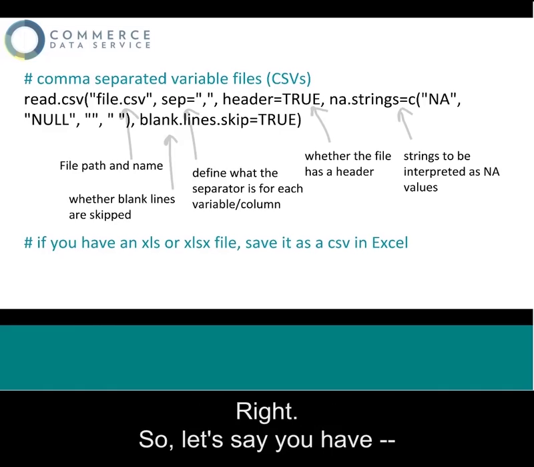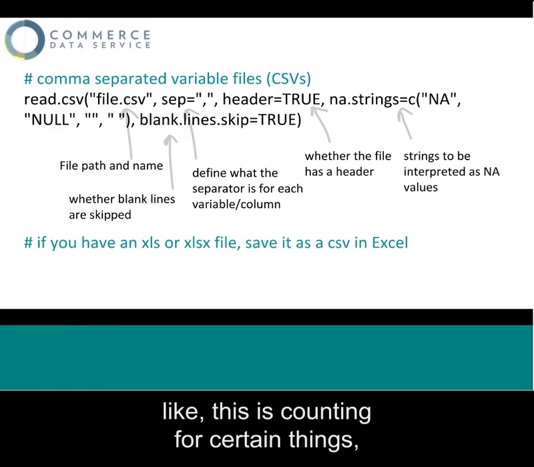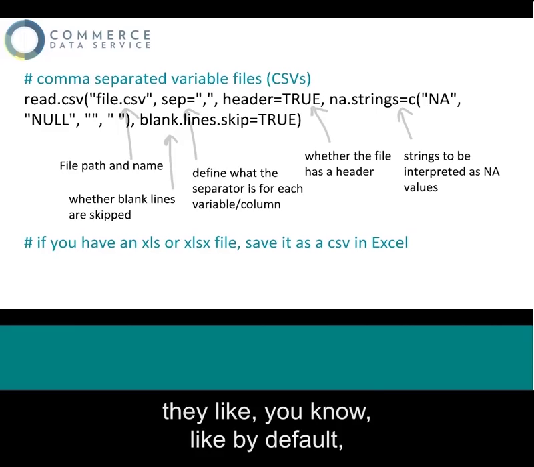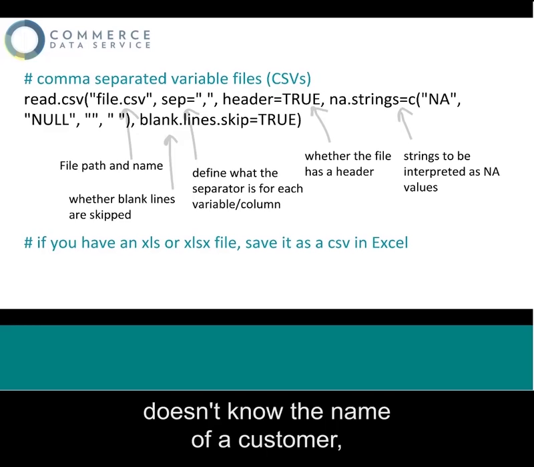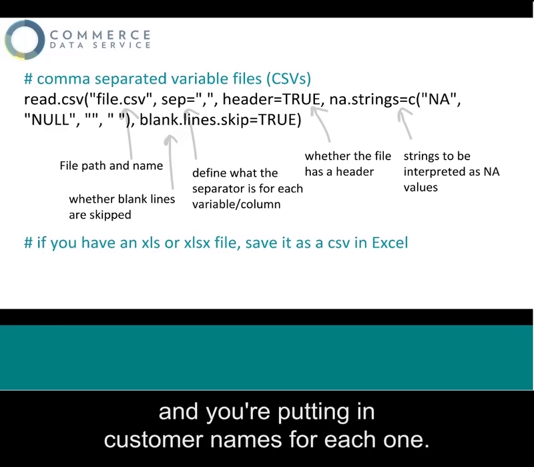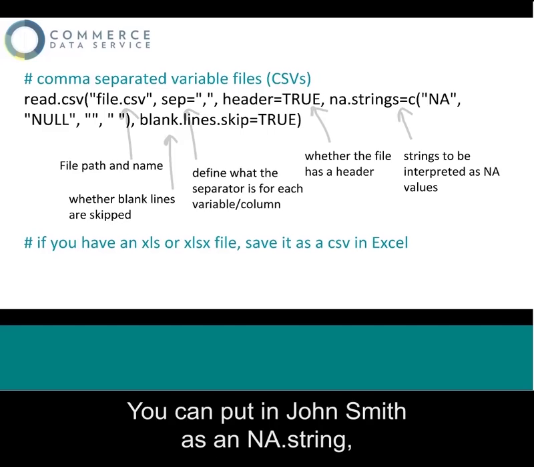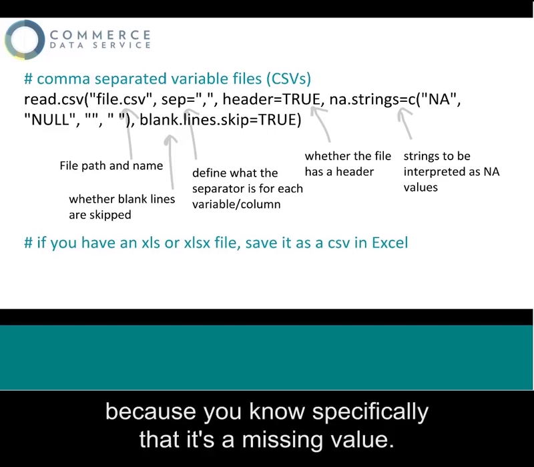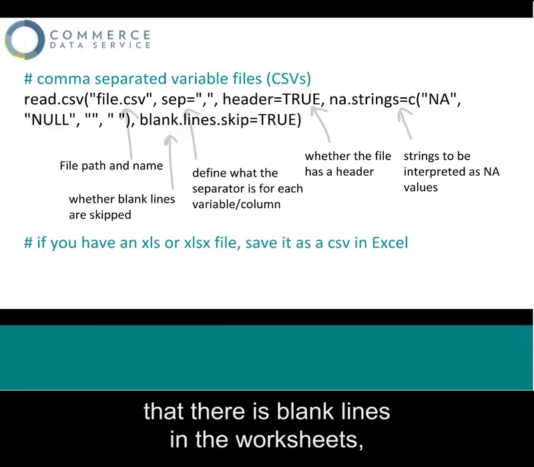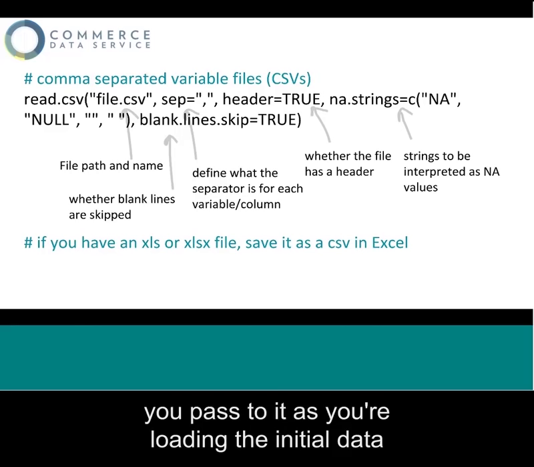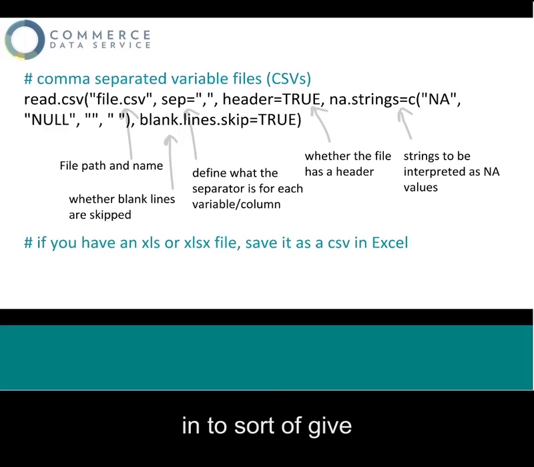Say you have data sets where, by default, if nobody knows the name of a customer, it just defaults to John Smith. You can put John Smith in as an na.string, and it'll replace it with a missing value, because you know specifically that is a missing value. And if it's dirty, like there are blank lines in the worksheet, you can say let's skip those. These are arguments you pass as you're loading the initial data in, to give a first pass of cleaning it.